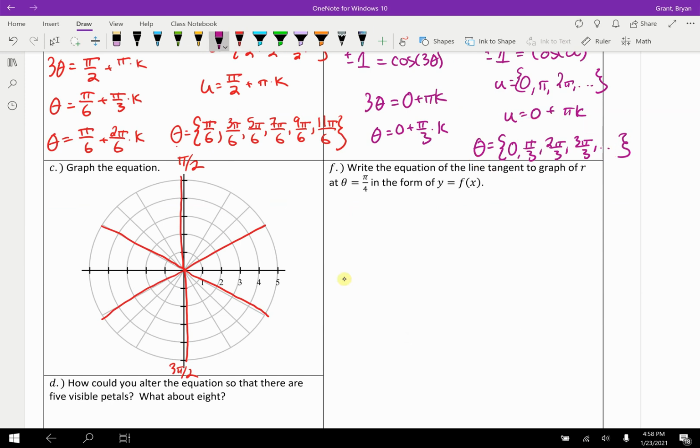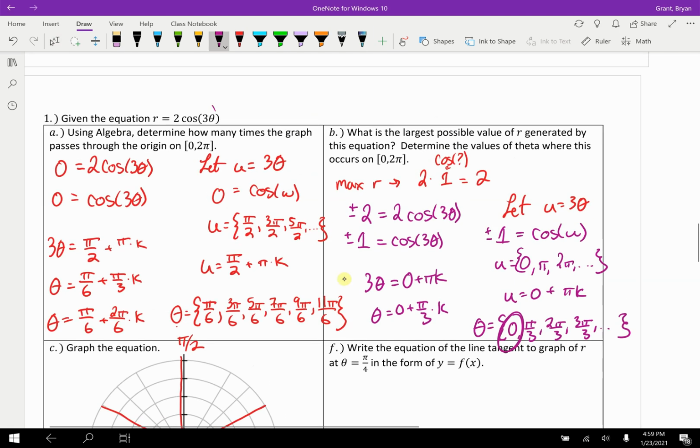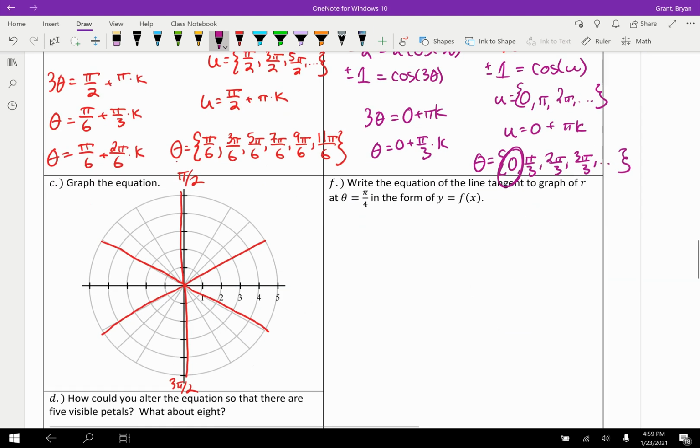Now, it's probably not a bad idea to at least try 0 in the original equation to see if we're positive or negative so we can start to see that alternation. So if we plug 0 in here, 2 times the cosine of 3 times 0, we get 2 times the cosine of 0, or 2 times 1, which is 2. Positive. Love that. So at a rotation of 0, there's a length of 2. That's the largest petal, or the largest length of a petal, so we can see that our petal looks like this.